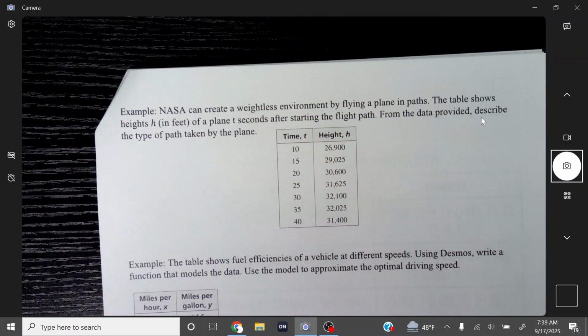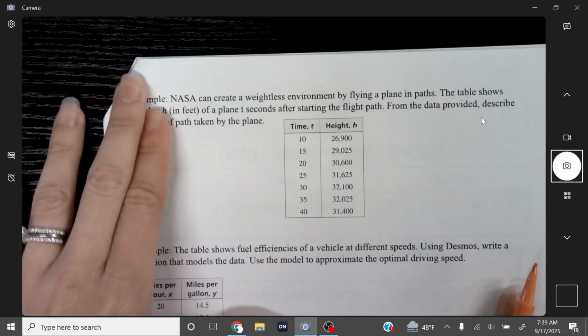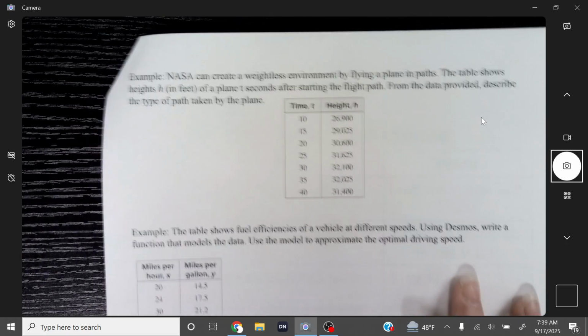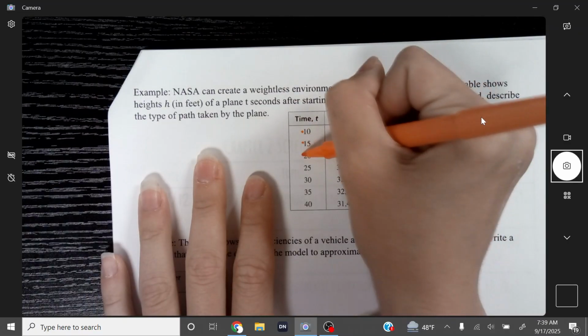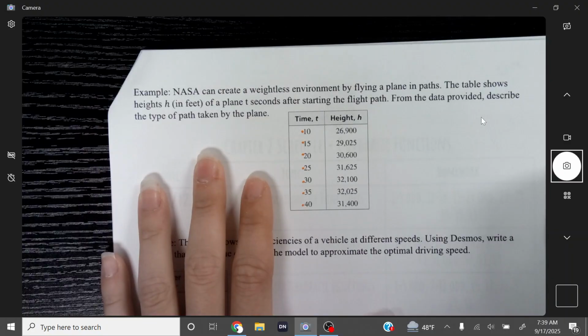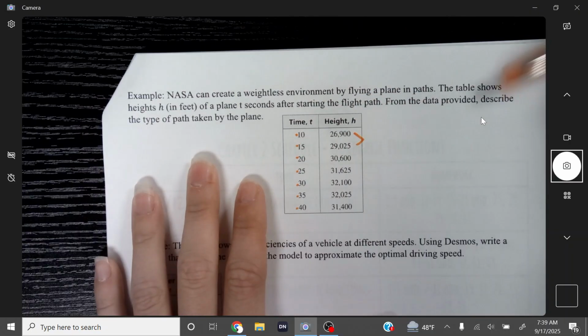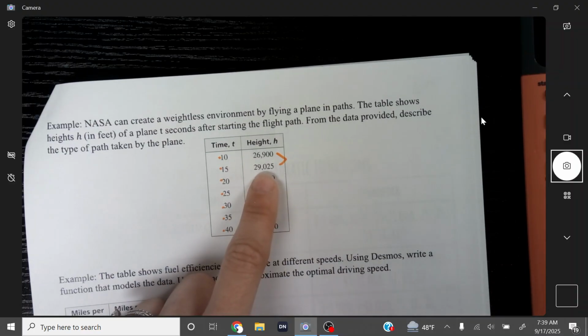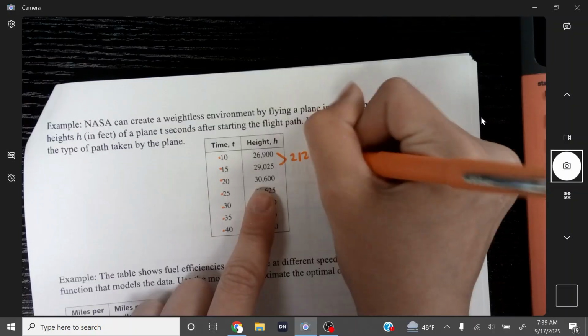Okay. So on this back page, we have NASA can create a weightless environment by flying a plane in paths. The table shows heights h in feet of a plane t seconds after starting the flight path. From the data provided, describe the type of path taken by the plane. So you can see here on my inputs, I'm going up by 5 each time. So how far did I go from 26,900 to 29,025? Well, we went 2,125.